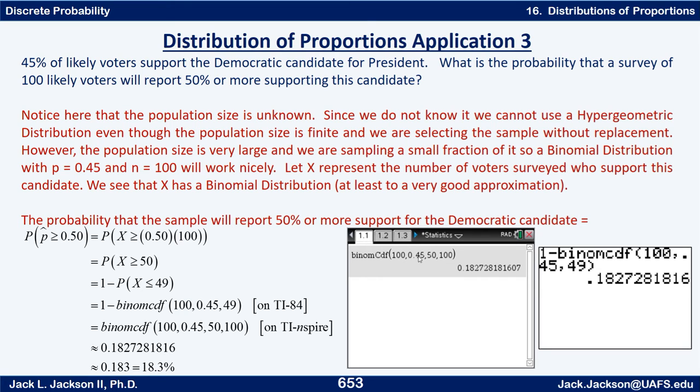Again, you give it the 100 and the 0.45, but what's different here is you give it the lower and upper. So we want to keep the probabilities for 50 up to 100 for X, and so we put 50 and 100 there, and it returns the same value. So either way, about 18.3%.